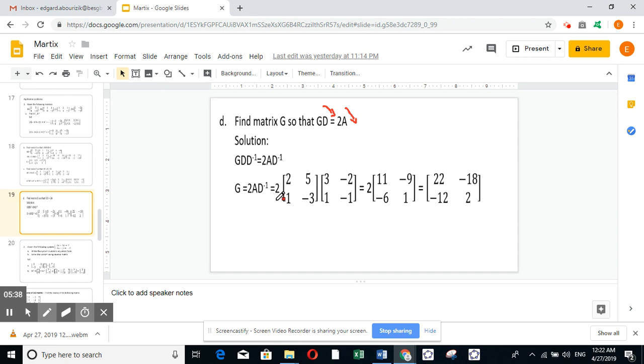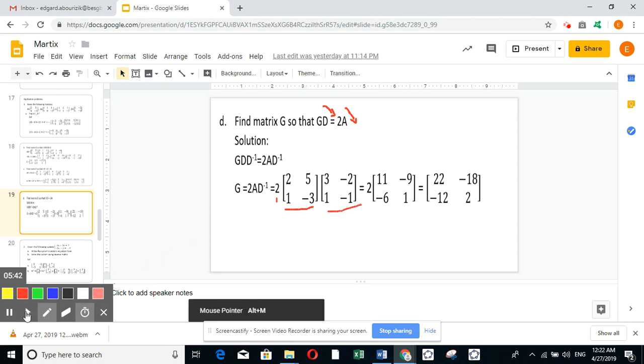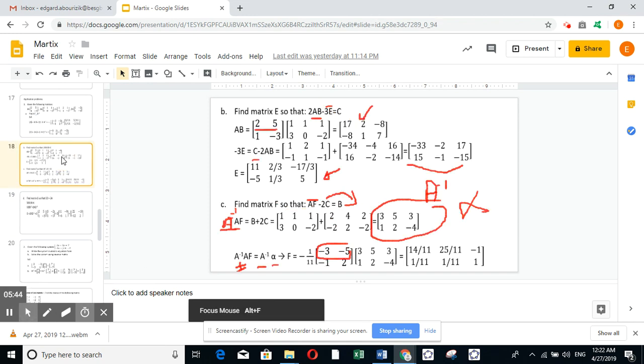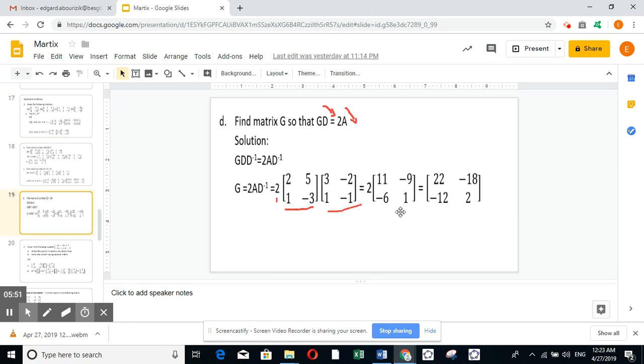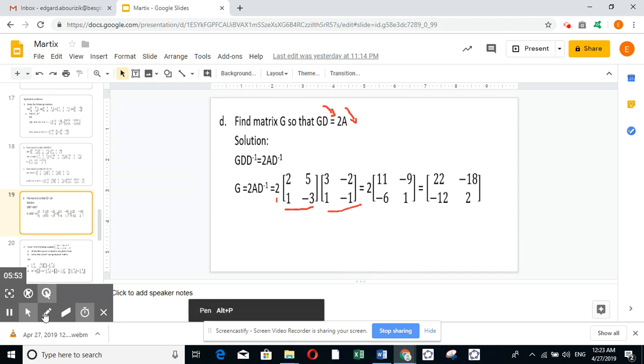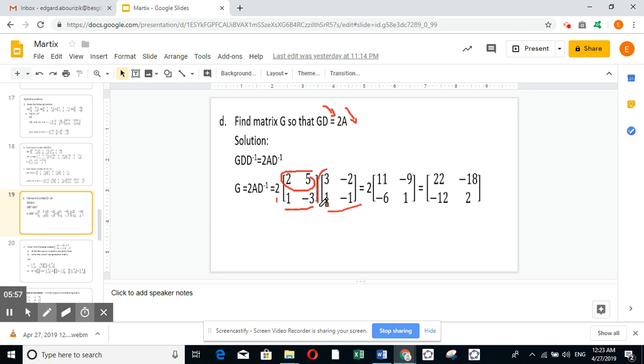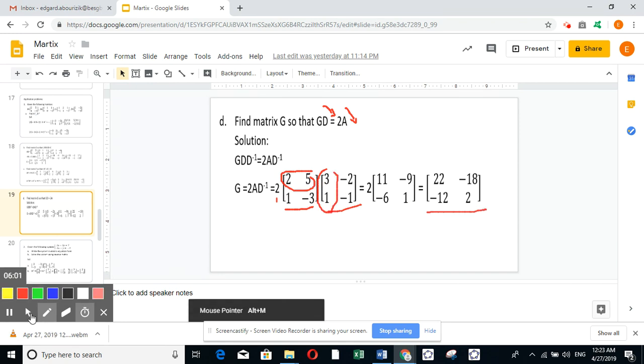So this is 2A, this is 2, this is A, this is D inverse that we found up. D inverse here, D inverse that we have found, 3 minus 2, 1 minus 1. As you can see now, I do multiplication, row and column like we did, as I said in the first video. Then you multiply the answer by 2, I get the number.